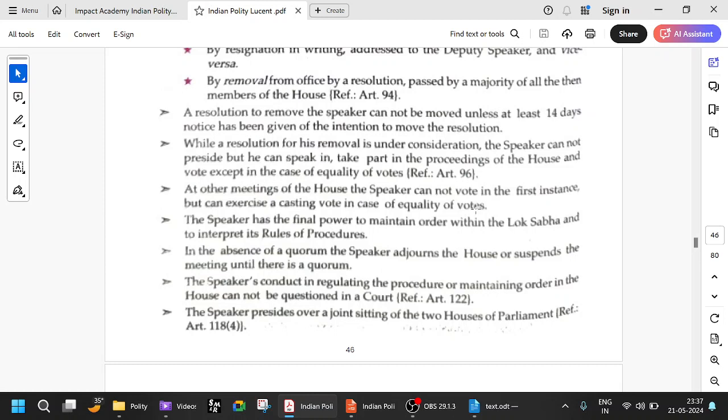For example, if there are 20 for and 20 against, then only in such a case can the Speaker cast his vote. The Speaker has the final power to maintain order within the Lok Sabha and to interpret its rules of procedure. This is also very important. In the absence of a quorum, the Speaker adjourns the House or suspends the meeting until there is a quorum, that is the minimum number of attendance. The Speaker's conduct in regulating the procedure or maintaining order in the House cannot be questioned in a court.